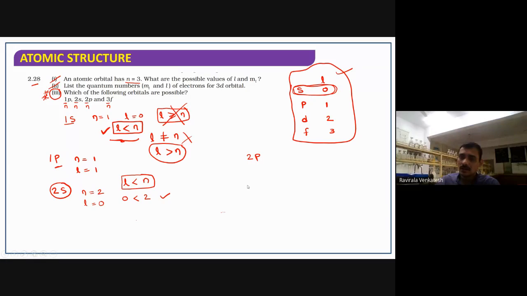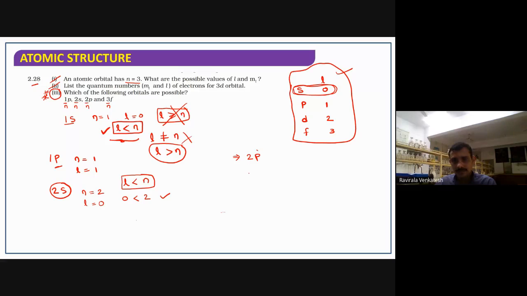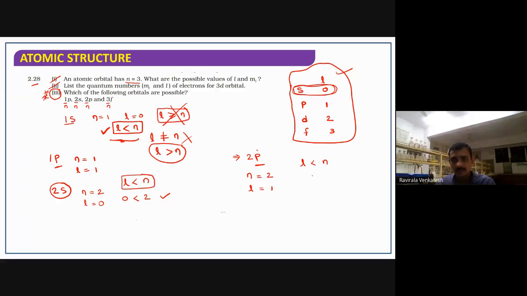Listen, beta. Tell me what is the entire data for this problem. What is the n value here? 2. Very good. Now what is the l value for 2p? 1. Very good. Now the condition is l must be lesser than n, right? 1 is less than 2. Now tell me, is this orbital possible or not possible? Possible, sir. Very good. In this way, you need to give the answer.